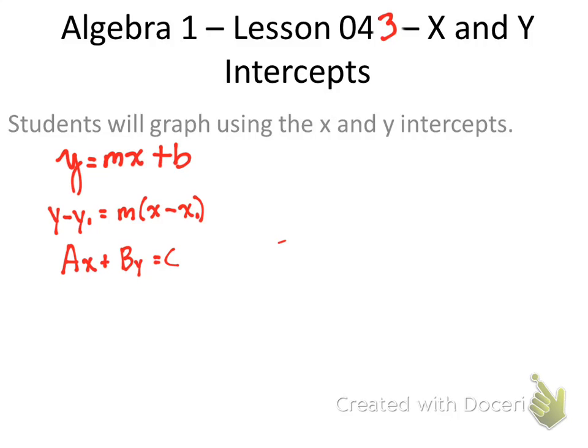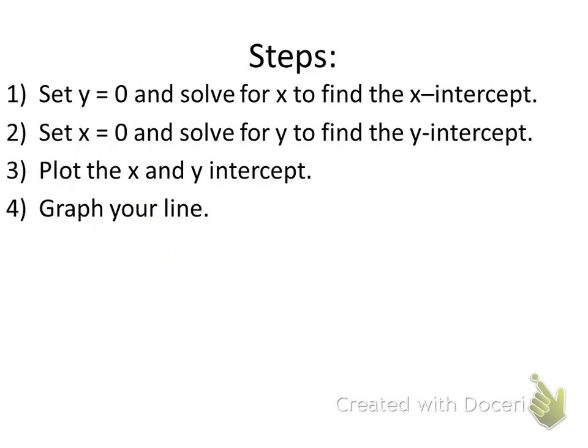Okay. So, these are the steps. Set y equal to 0 and solve for x to find the x-intercept. Set x equal to 0 and solve for y to find the y-intercept. 3, plot the x and y-intercepts. And 4, graph your line. Okay, so here we go.